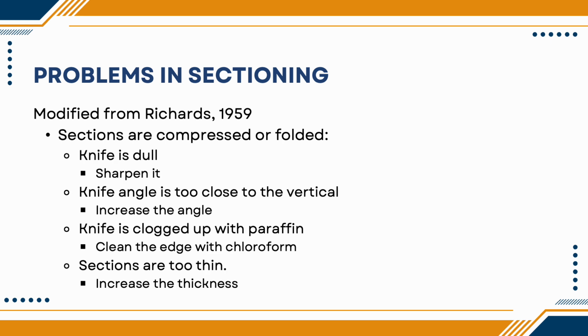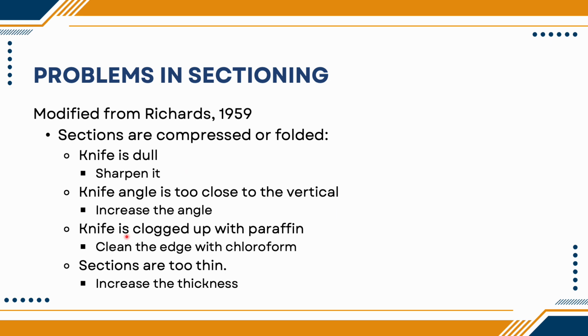Sections are compressed or folded. It could be due to the knife being dull, the angle too close to the vertical plane, the knife being clogged with paraffin, or sections being too thin. So if the knife is dull, again, you just sharpen it with a hone and then perform appropriate stropping procedures.